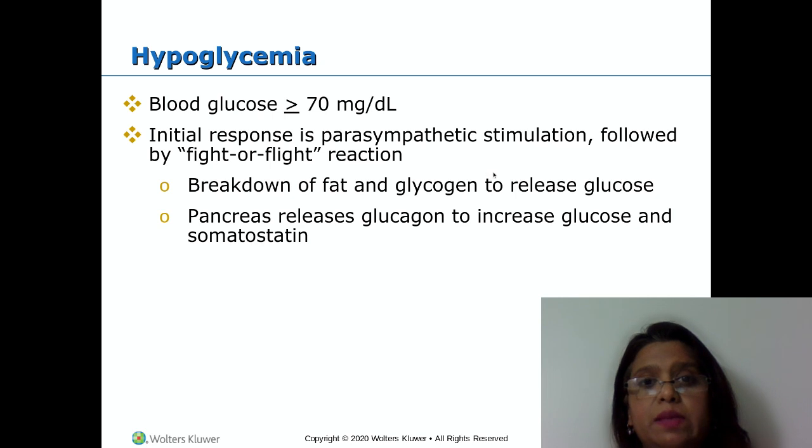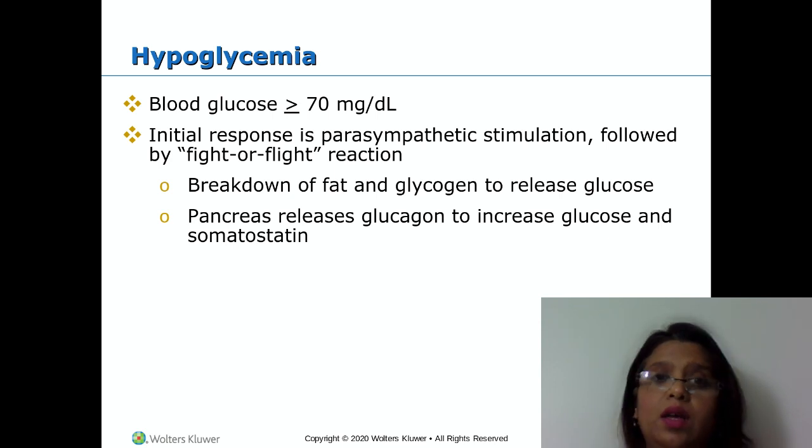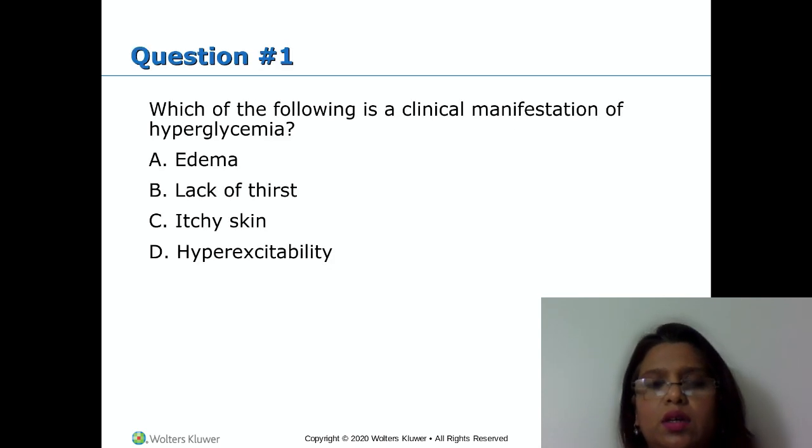Initial response to parasympathetic stimulation followed by fight and flight response. So whenever, let's say you have to get up and move around, usually your body will use all your blood sugar to produce energy, and then it causes hypoglycemia. Means your sugar level goes down because all of it is used.